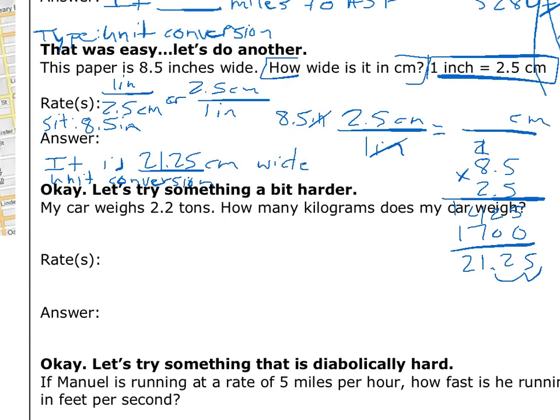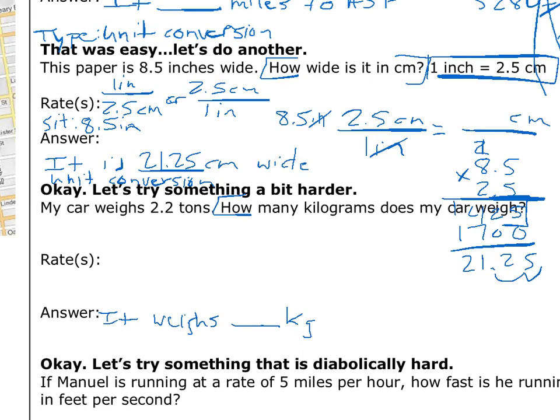So looking at this next problem, it says my car weighs 2.2 tons. How many kilograms does my car weigh? Okay, so this really starts really easy. Our answer is how many kilograms does my car weigh? So our answer is it weighs blank kilograms. Okay, so that part's easy.